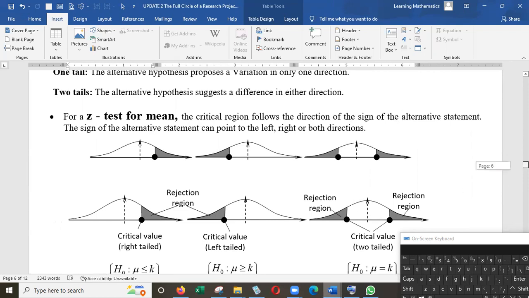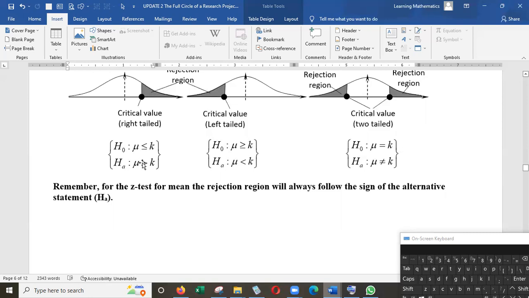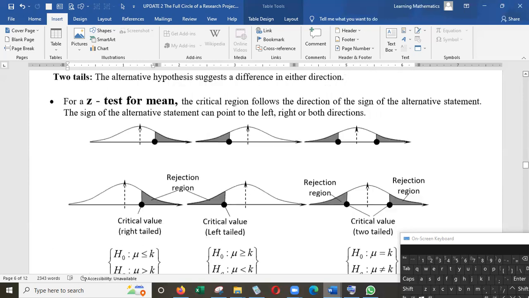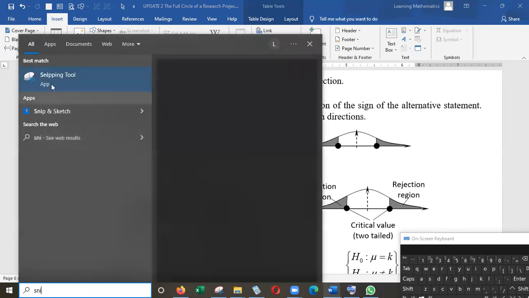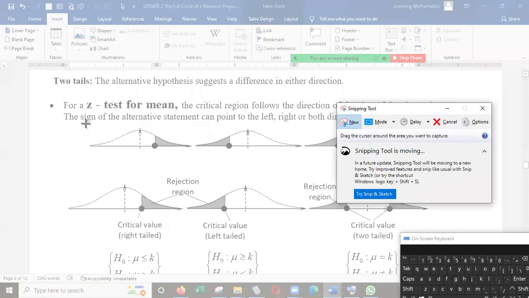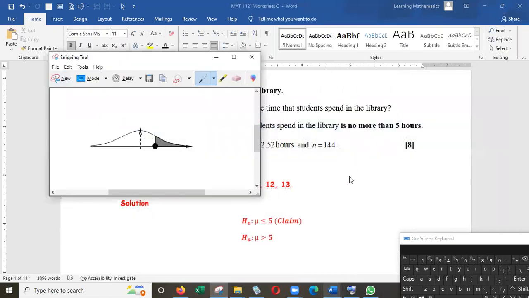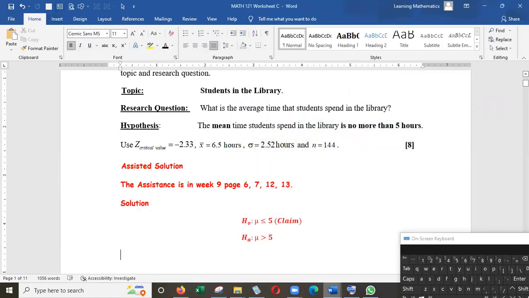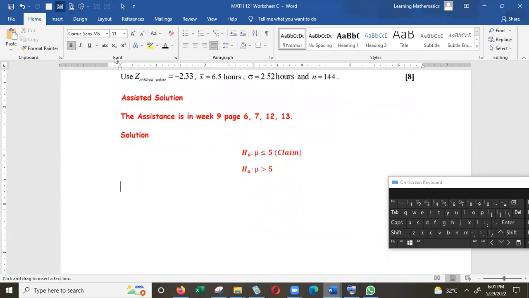Bear in mind, we are in a less than or equal to and a greater than. So the greater than is pointing towards the right. So we have a right tail test going on here, and we need to take a snapshot of the right tail distribution curve. Here it is, our critical region as well as our critical point will be on the right side. We can easily paste this in a text box for maneuverability.